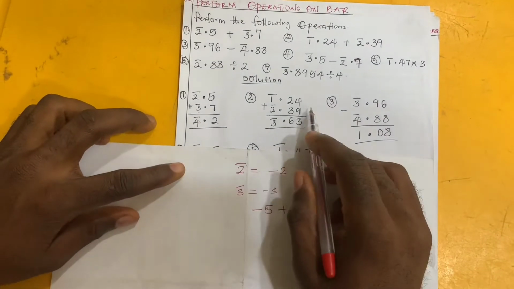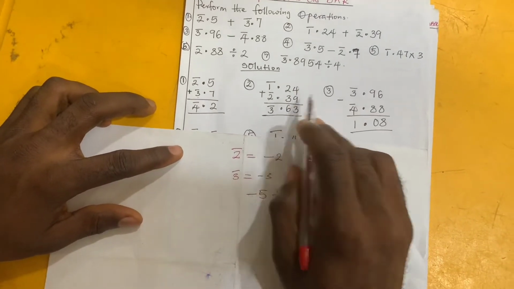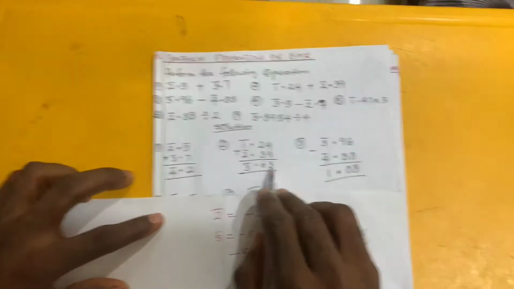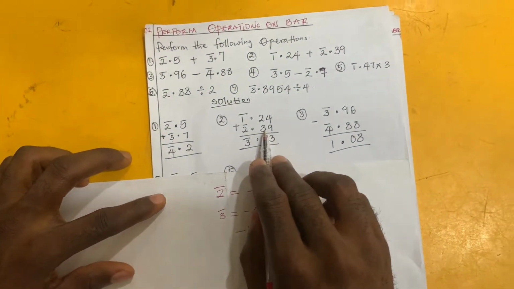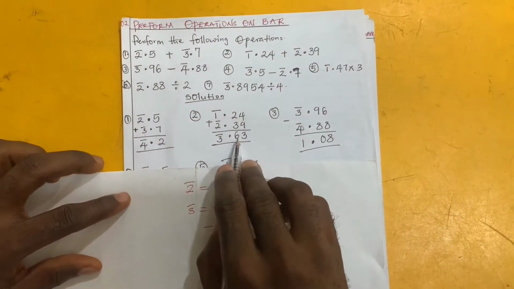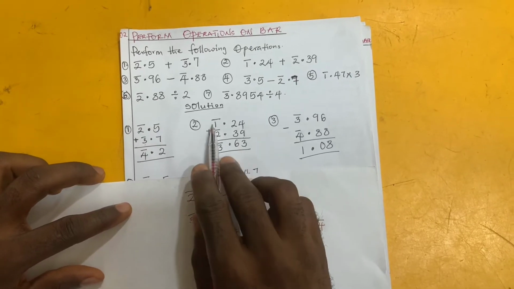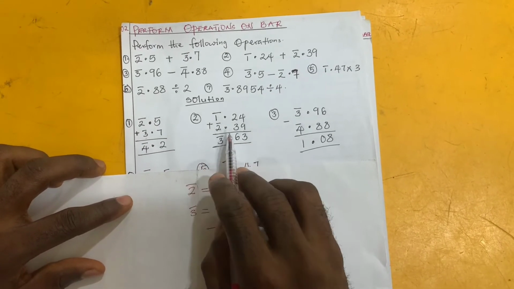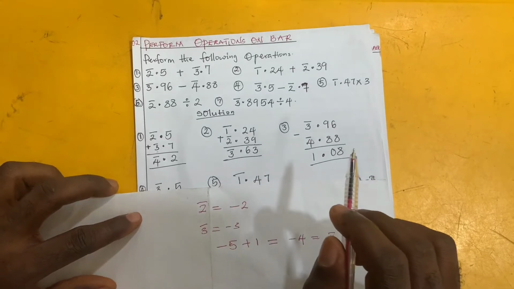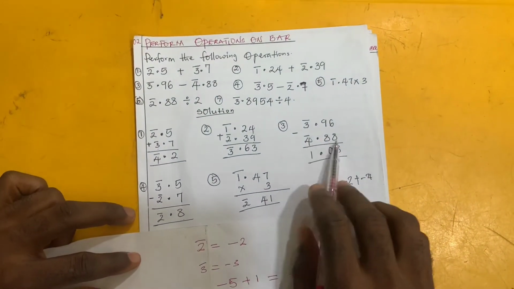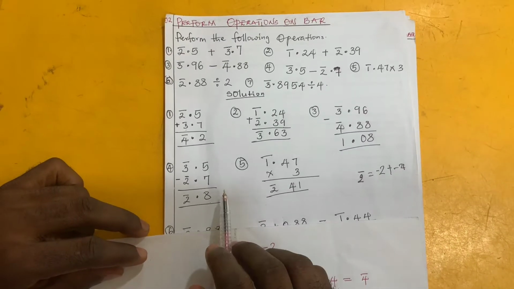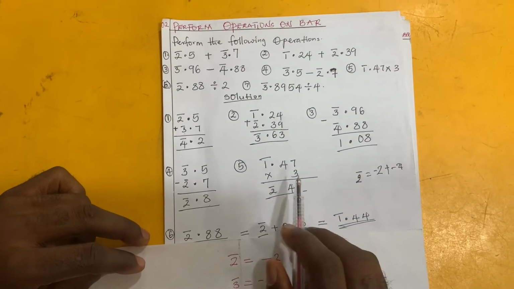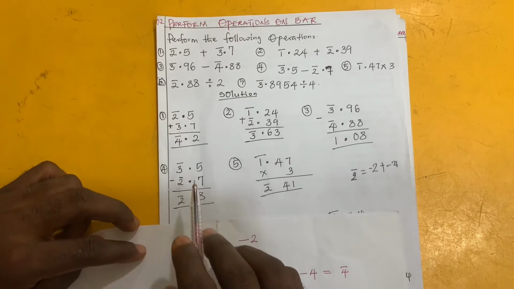Now in this case, 4 plus 9 gives us 13. So write 3 and carry 1. Now 2 plus 3 is 5, plus that 1 gives us 6. So bar 1 plus bar 2 is just bar 3. So we have this like this. All right. So this is the plus part of it, and now I want to do the minus part.